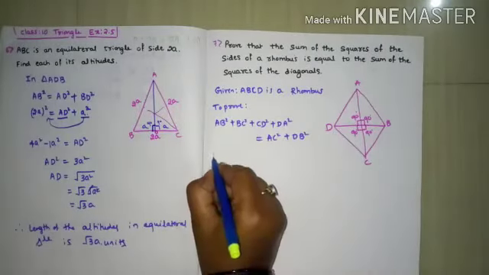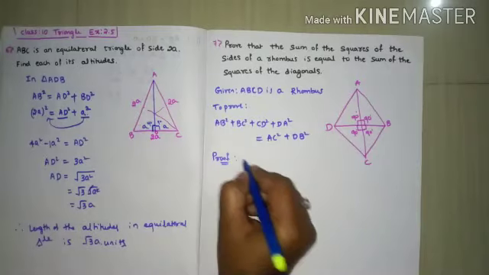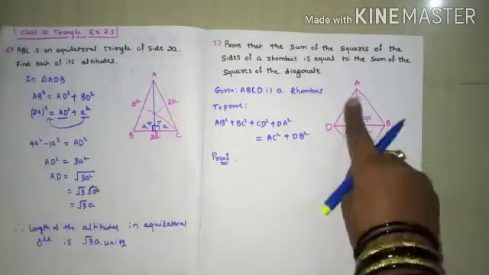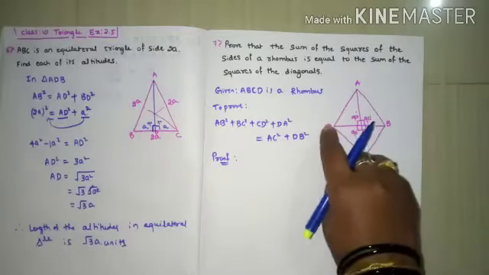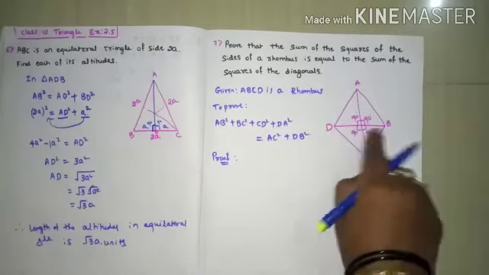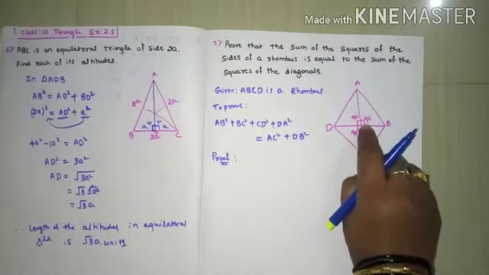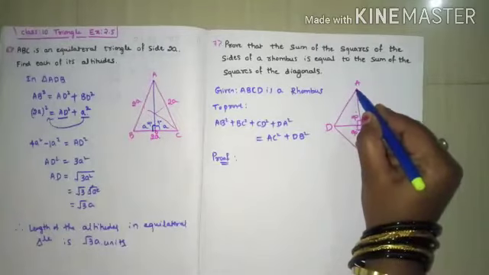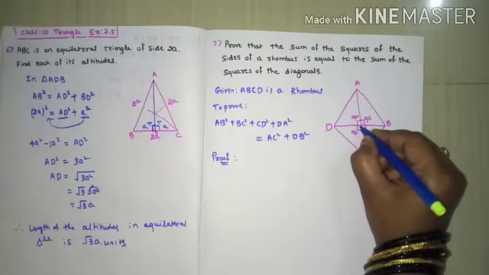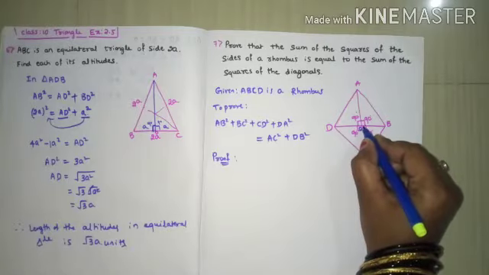Now we'll see the proof. How do we have to prove this? If you want to prove that AB square plus CB square plus DC square plus DA square is equal to the diagonals, we have to apply the Pythagoras theorem here because there are 90 degrees there. So you have to apply the Pythagoras theorem for the triangles. I will take this center vertex where the diagonals are intersecting as a point O.